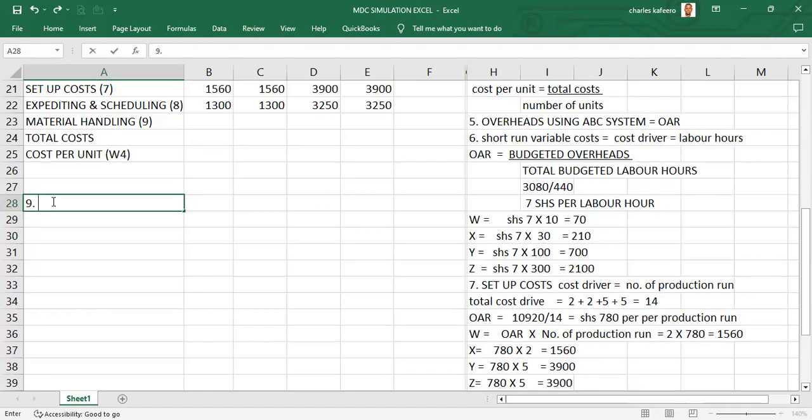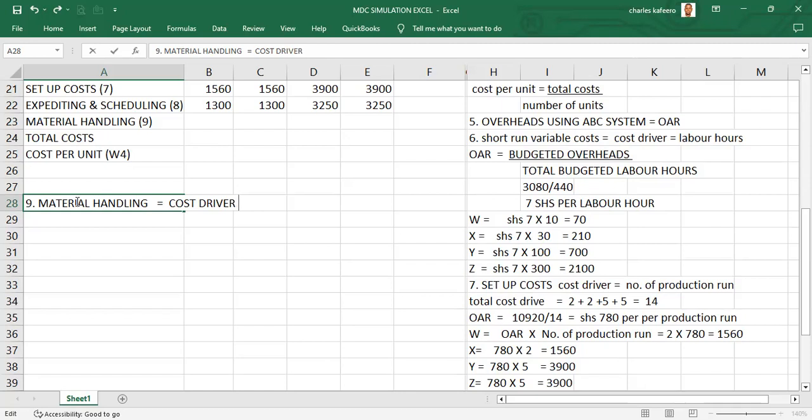Number 9 is going to be the material handling. We said the first thing you look at is the cost driver. What brings that cost? It's what we call the cost driver.